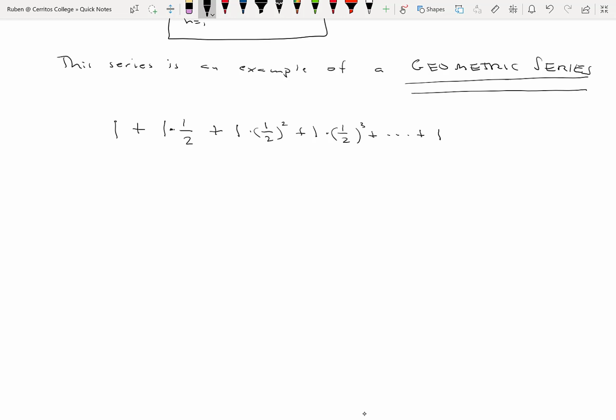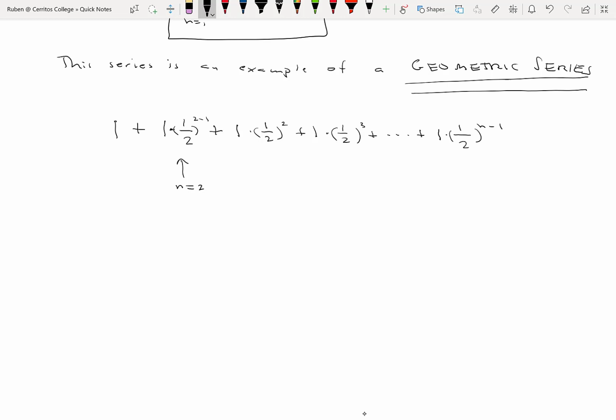The nth term, if you will, is 1 times 1/2 to the n minus 1. And it's n minus 1 instead of n. Notice when n was 2, the exponent was 2 minus 1.